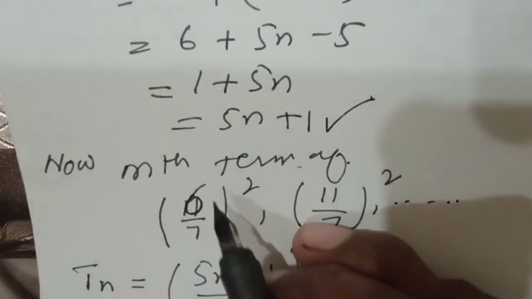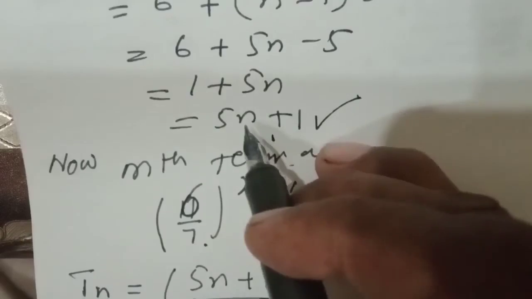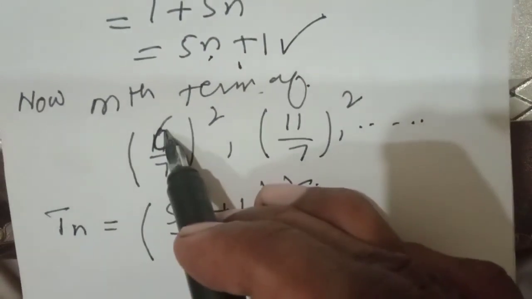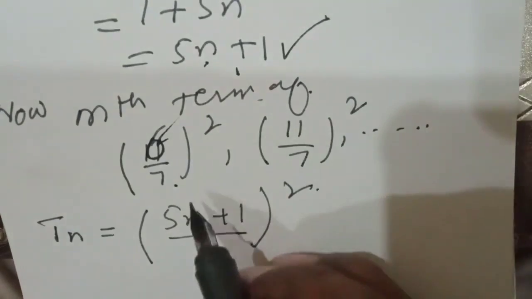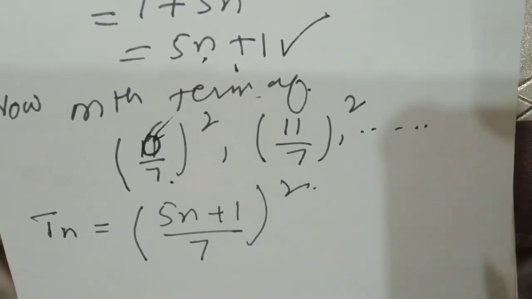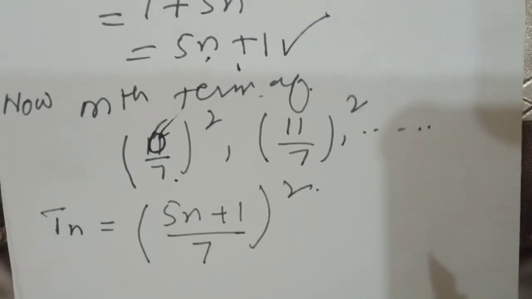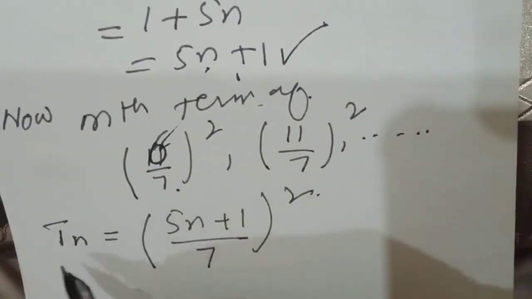But again we have the sequence, 6 upon 7 whole square. It means this term must be squared and divided by 7, because 5n plus 1 only comes for 6, 11 and so on. So (5n plus 1 upon 7) whole square. This is your nth term. I have changed its name to Tn. It is the nth term of this sequence. Okay, good luck.